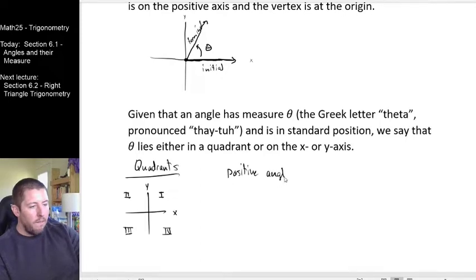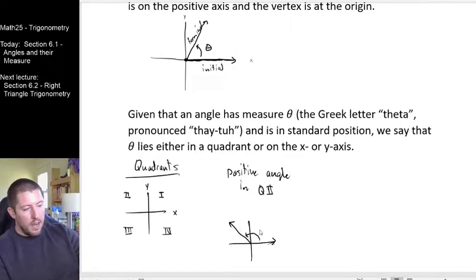Positive angle, and I'll write this as in Q2. So here's an example of an angle that is in the second quadrant. There's my first ray, my initial side, and my terminal side. And here again, I'm going to draw this arrow to indicate the direction of rotation. As I said a second ago, our quadrants are numbered in counterclockwise order. This counterclockwise direction is what we consider to be the positive direction of rotation. So this is a positive angle because we rotated in the counterclockwise direction.